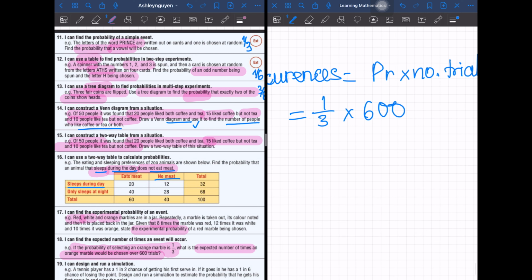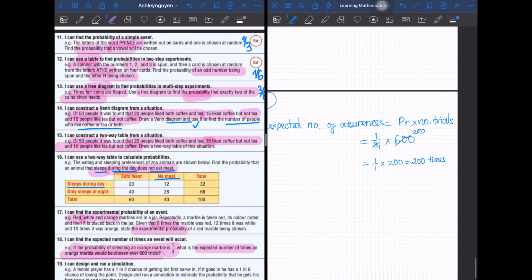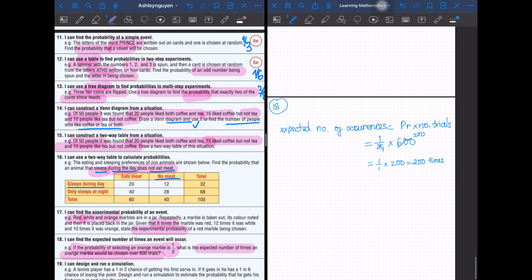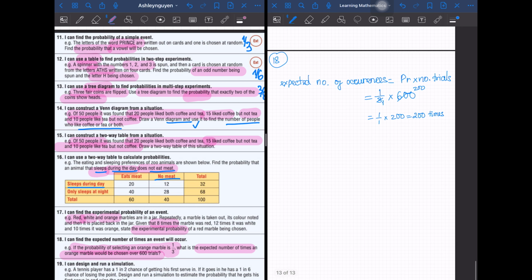Without a calculator, we need to go back to the multiplication of fractions here. 600 simplified by 3 gives you 200. 3 over 3 gives you 1. So 1 over 1 times 200 equals 200 times. So we can say that a third of 600 is 200. So the O-ring is expected to occur 200 times.